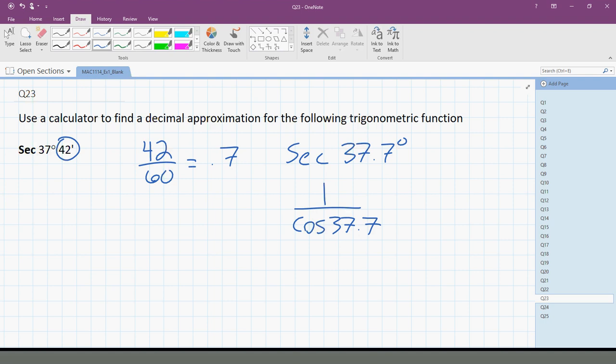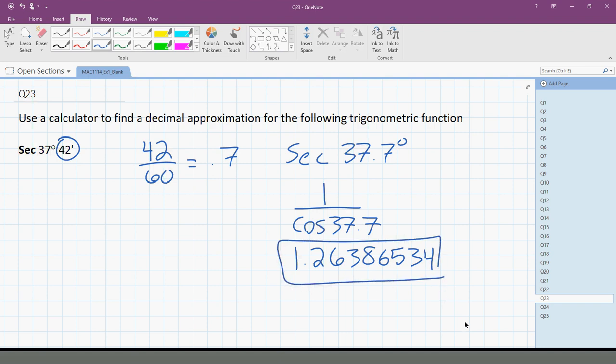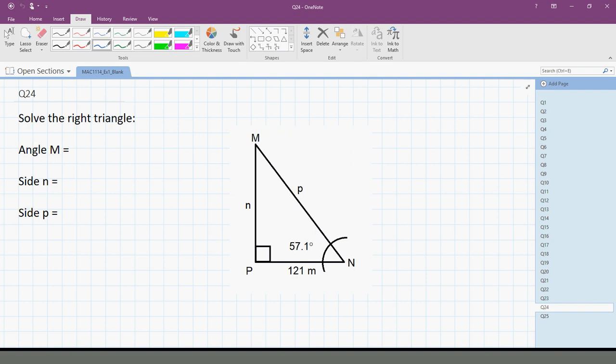So when we take 1 divided by cosine 37.7 and we round to 8 decimal places, what do we get? 6.38653. Perfect. There it is. Your directions down at the bottom say round to 8 places. Follow those directions to a T. Yep. All right, 2 more.